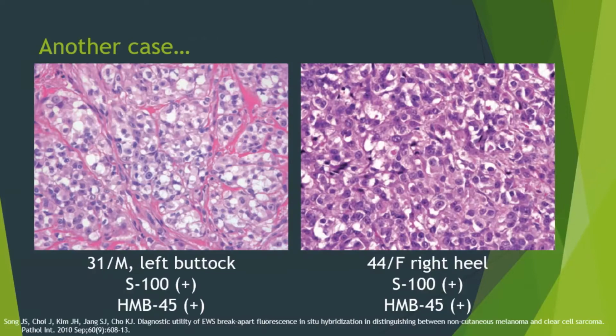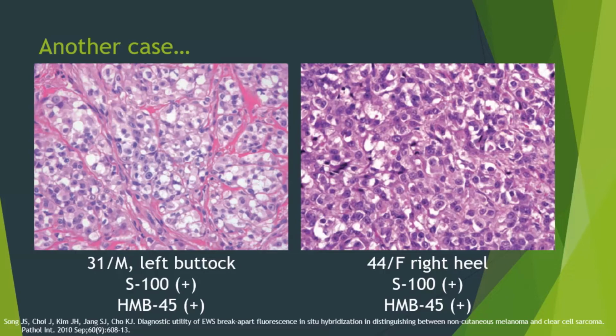So from small blue round cell tumors, let's discuss these two cases. Both are from the soft tissue. The one on the left is from the left buttock of a 31-year-old male, and the one on the right is from the right heel of a 44-year-old female. Both are S100 and HMB45 positive.